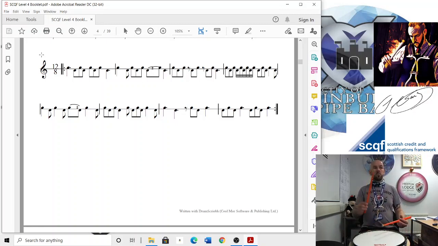1 and 2 and 3 and 4, 1 and 2 and 3 and 4, 1 and 2 and 3 and 4, 1 and 2 and 3 and 4, 1 and 2 and 3 and 4, 1 and 2 and 3 and 4, 1 2 3 and 4, 1 and 2 3 and 4.